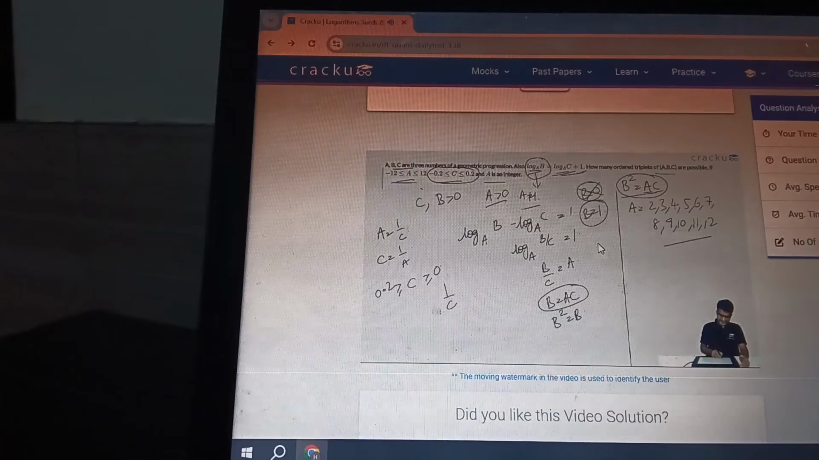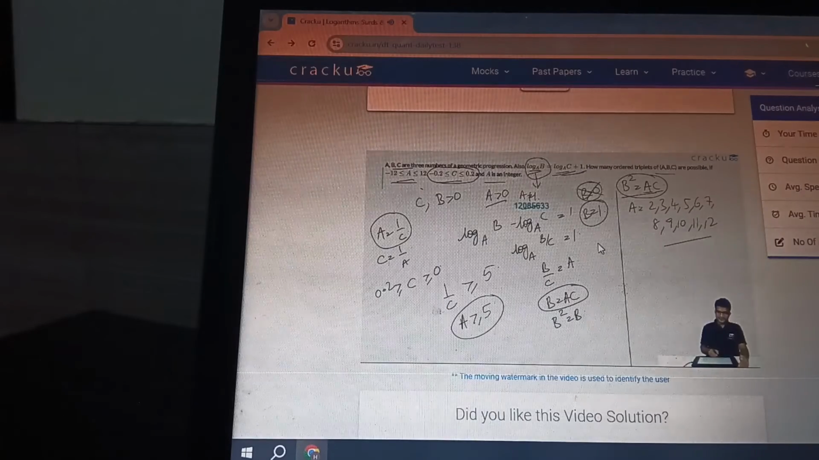1 by C is essentially greater than or equal to 1 by 0.2, which is 5. 1 by C is the value of A. So we want A to be greater than or equal to 5. How many values of A are greater than or equal to 5 in the given range? This will be 5, 6, 7, 8, 9, 10, 11 and 12. So the total number of values that A can take will be equal to 8.